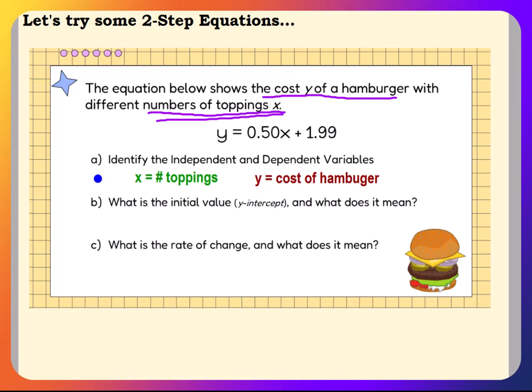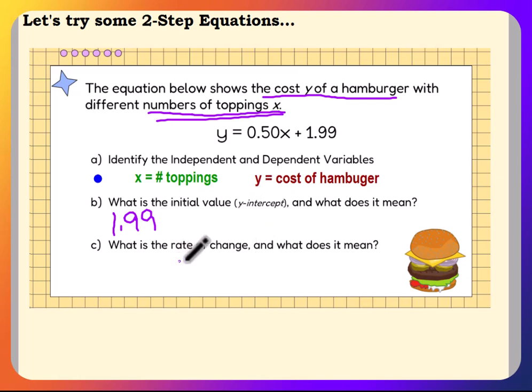Now we're going to talk about the initial value, or the y-intercept. Okay, remember that initial value, that y-intercept, it's just a number. So it's our constant. So in our equation, what is the constant? It's the $1.99. And what does that mean? In this situation, that means if you get a hamburger with 0 toppings, it's going to cost $1.99. That's the beginning or the initial amount that you're going to pay for just a plain hamburger.